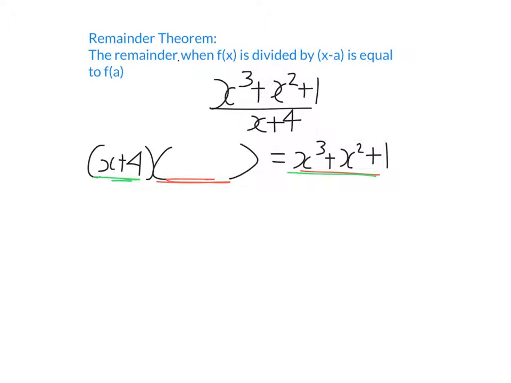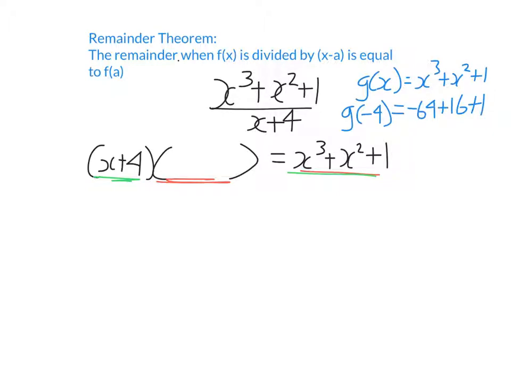In fact, we know that x plus 4 won't be a factor. We can use the factor theorem. So we know that if I call it g of x, if I let that equal x cubed plus x squared plus 1, if I take g of minus 4, I get minus 64, so that's minus 4 cubed, plus 16 plus 1. That clearly doesn't equal 0. That equals minus 47. So the factor theorem tells us that because g of minus 4 does not equal 0, this is not a factor of that.